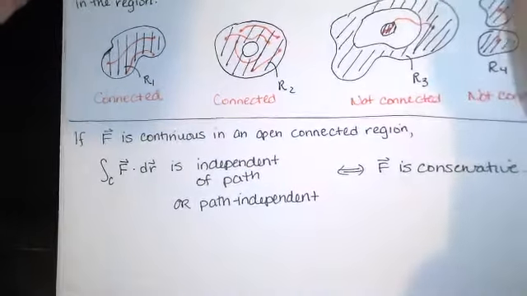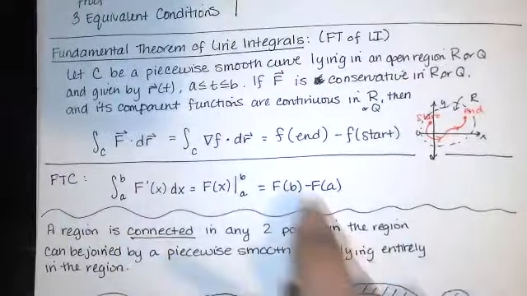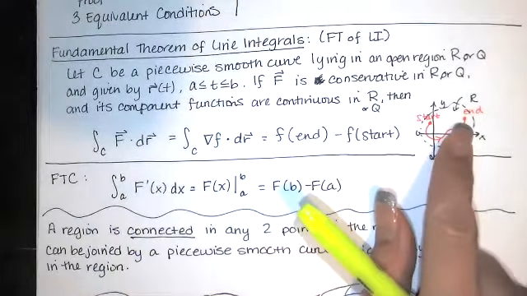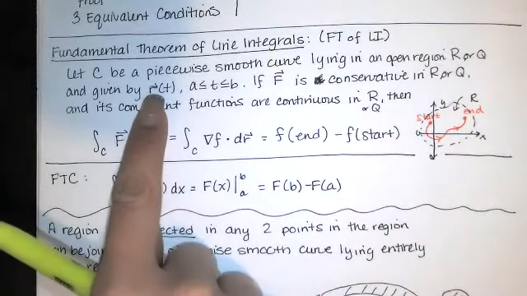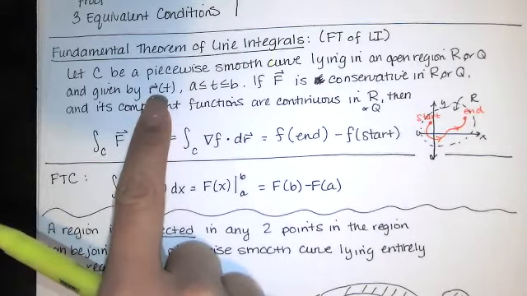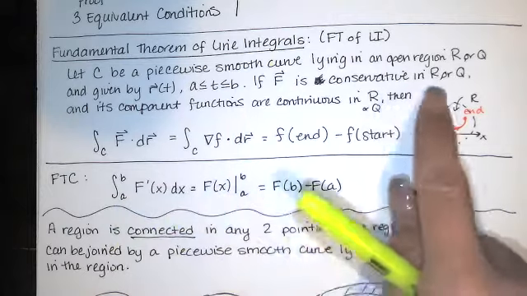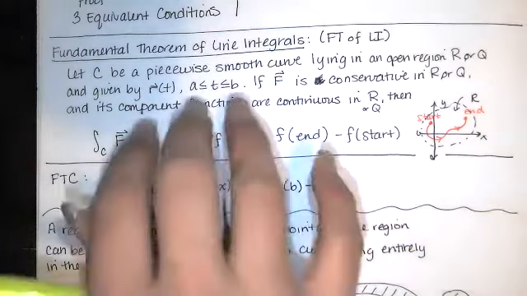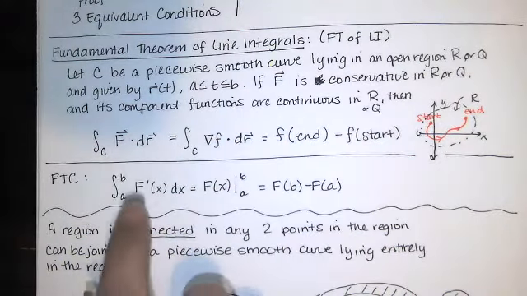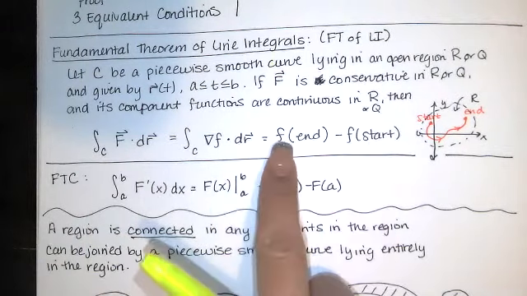So now let's go back to the fundamental theorem of line integrals again. So here's the fundamental theorem of line integrals. It says, if C is a piecewise smooth curve, it lies in a region R, or Q in space, and it's given by this parametric representation. It's a vector valued function r of t for t between a and b. If F is conservative in that region, in the plane or in space, and its component functions are continuous, then the line integral over F is just the difference in the potential function at the endpoint and the start point, and we subtract.